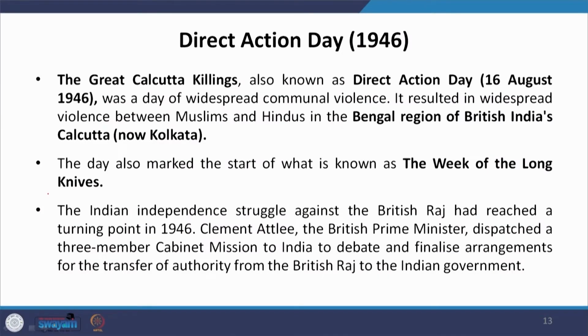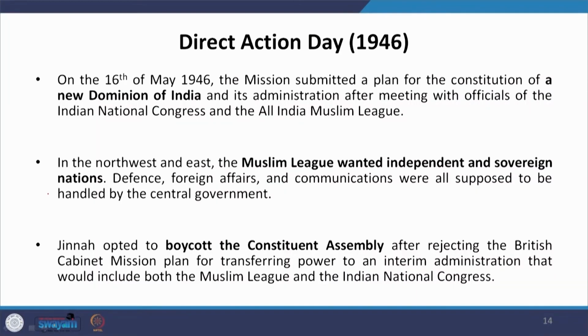The Indian independence struggle against the British Raj had reached a turning point in 1946. Clement Attlee, the British Prime Minister, had dispatched a 3-member cabinet mission to India to debate and finalize arrangements for the transfer of authority from the British Raj to the Indian government. On 16th May 1946, the mission submitted a plan for the constitution of a new dominion of India and its administration after meeting with officials of the Indian National Congress and the All India Muslim League.